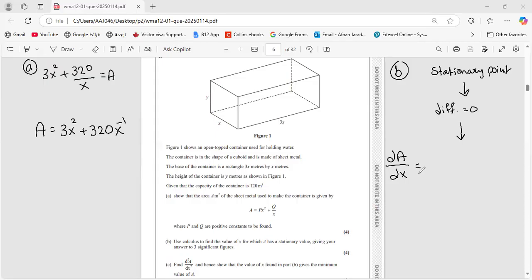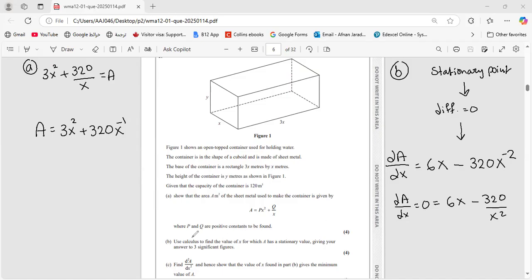So to differentiate, dA over dx: the derivative of 3x squared is 6x, and for 320x to the power of -1, we multiply -1 by 320, which gives negative 320x to the power of -2. So dA over dx, which equals 0, equals 6x minus 320 over x squared.